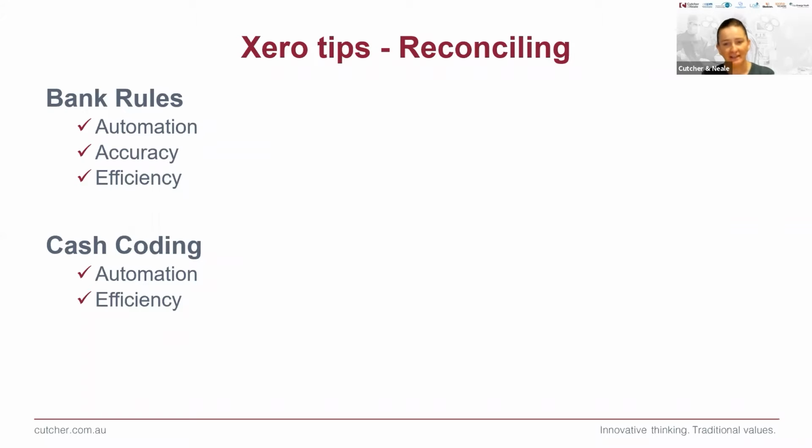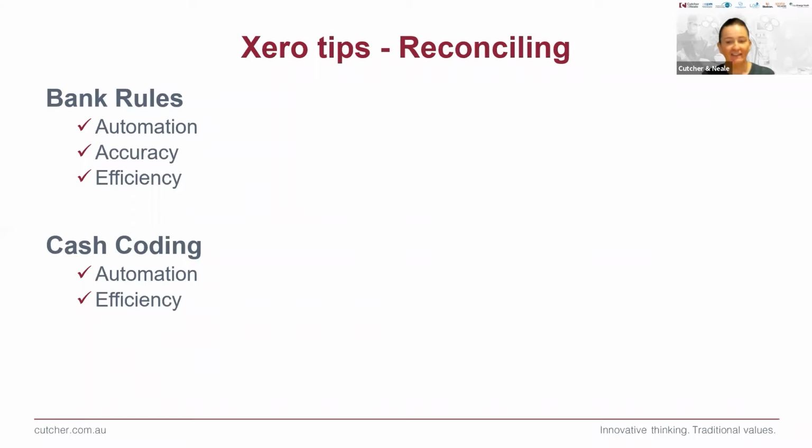So if we have all this set up, bank rules will save you time and create that better efficiency as each reconciled transaction will be the same. So less chance of you needing to fix any errors down the track. The next step in this is cash coding. So this one I don't see used very often, but it's a really great time-saving tool. So once you've created all those bank rules, this is your next step in automation.